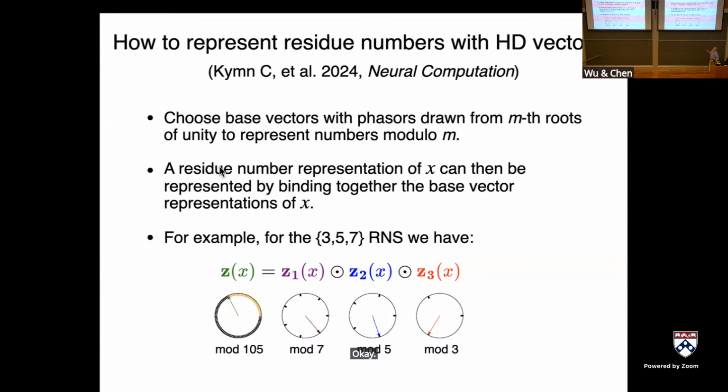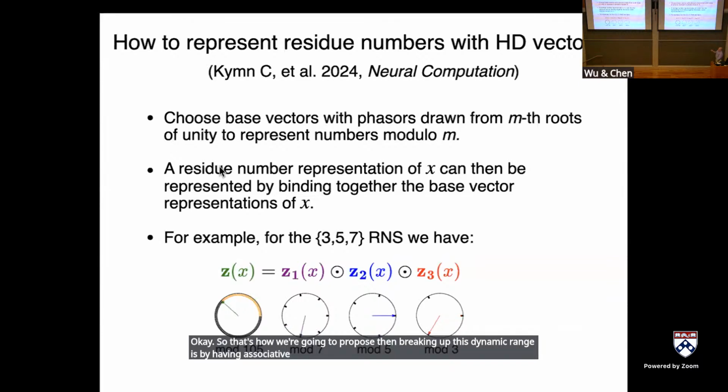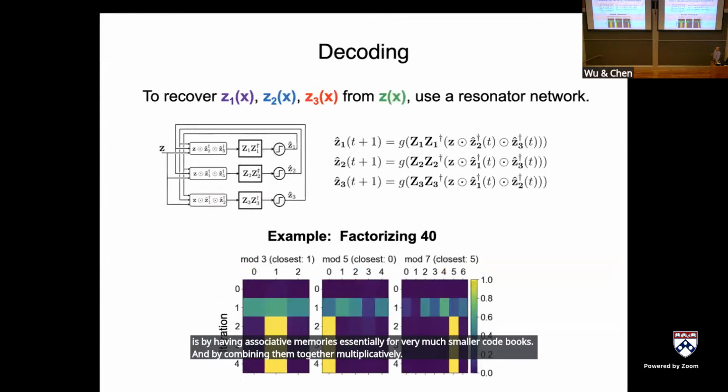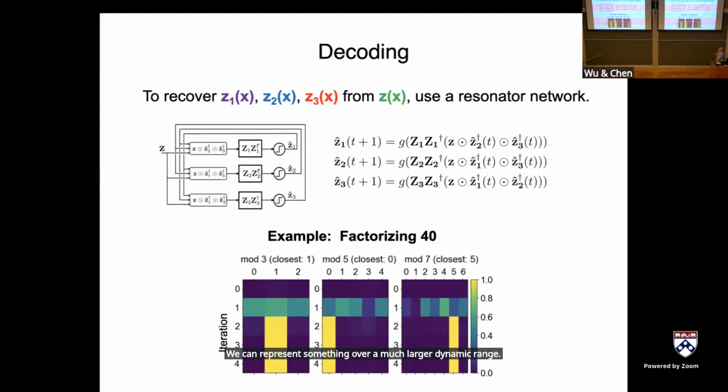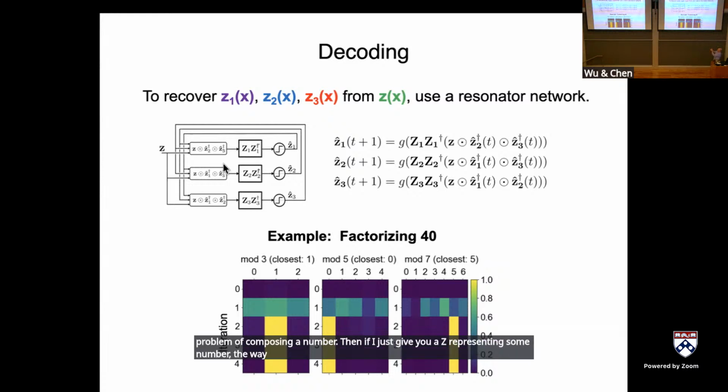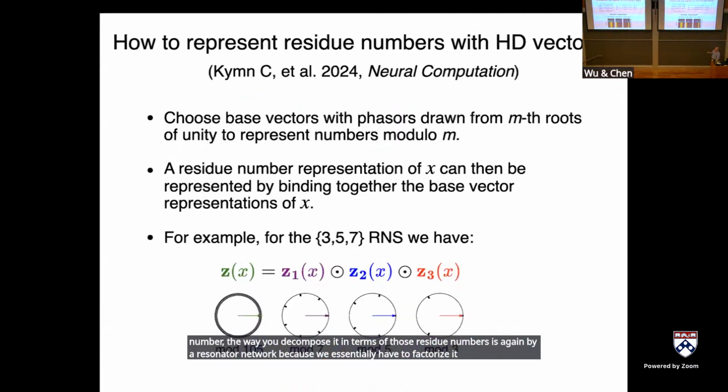So that's how we're going to propose breaking up this dynamic range, by having associative memories essentially for much smaller codebooks, and by combining them together multiplicatively, we can represent something over a much larger dynamic range. So that's the problem of composing a number. Then if I just give you a Z representing some number, the way you decompose it in terms of those residue numbers is again by a resonator network, because we essentially have to factorize it. So let me just go back a slide.